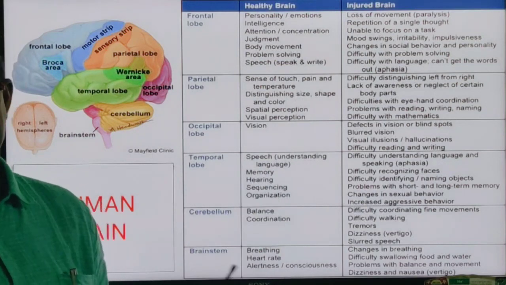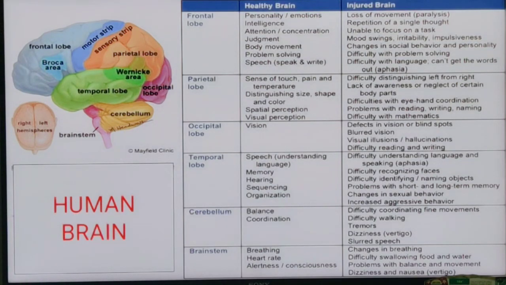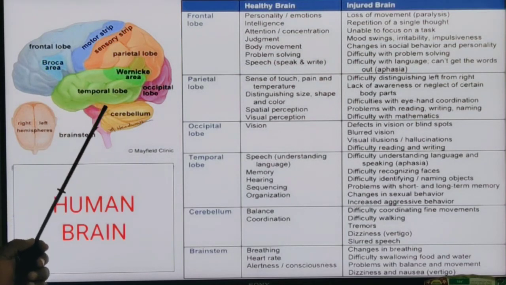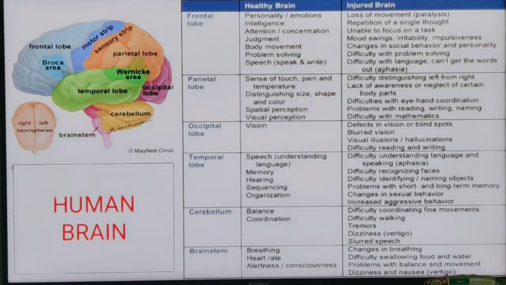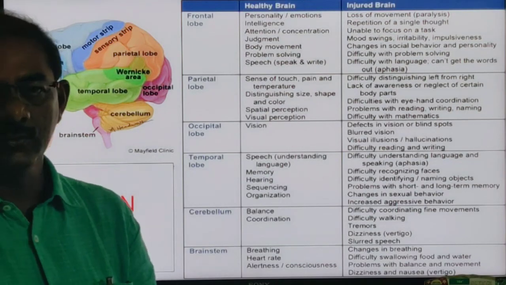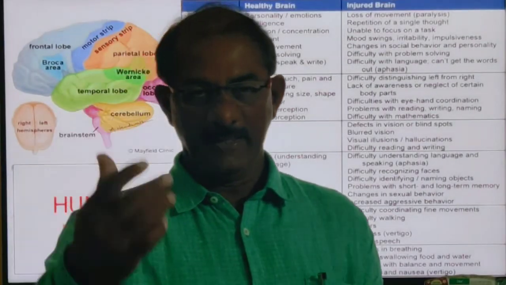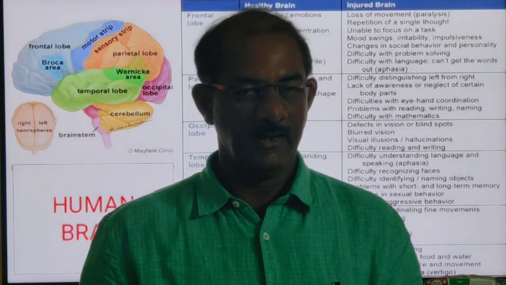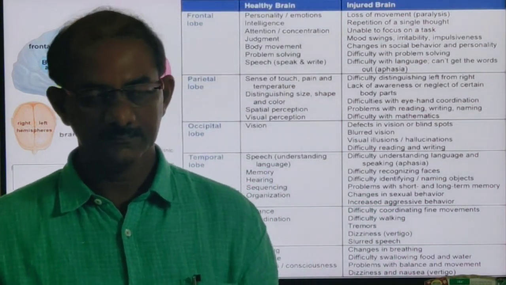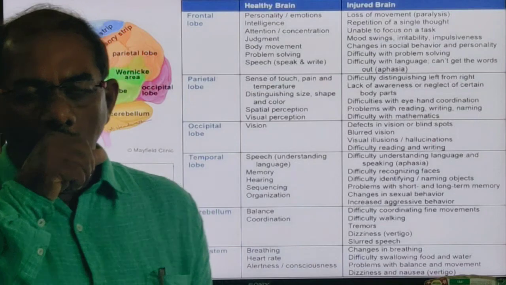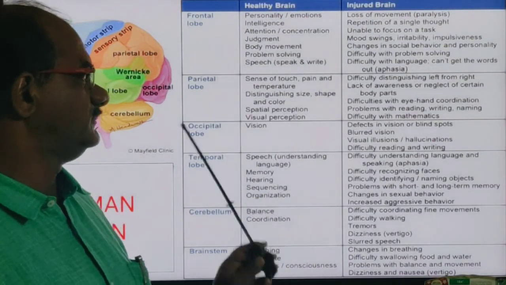Speaking and writing: agraphia and aphasia are seen particularly in Broca's area. It is responsible for two conditions, aphasia and agraphia. Aphasia is being unable to read and unable to write. That type of disorder is also possible.